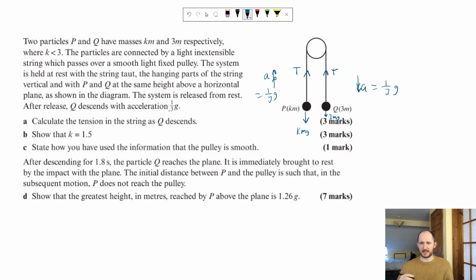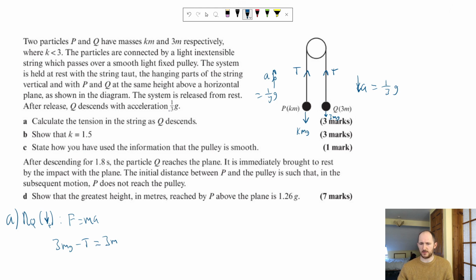And for part A, it says calculate the tension. So once again, all we're going to do is resolve for both of these particles. So let's resolve Q, and we're taking downwards as positive. F equals ma, the usual. We have 3mg going downwards. We have a tension going upwards. The mass is 3m. That's also a thing that some people make mistakes on. They write 3a instead of 3ma. In this case, m is 3m, which is very confusing.